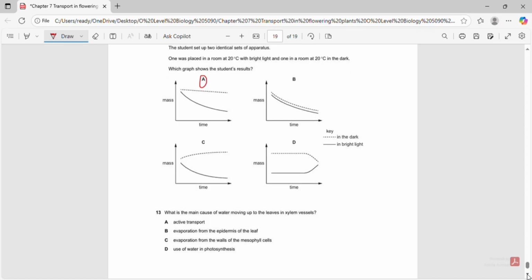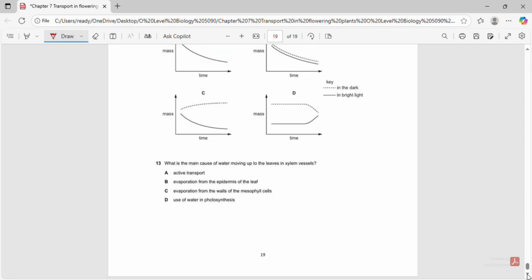Now, moving to question 2, which asks about the main cause of water moving up the xylem. Out of all the options, the correct answer is C. The evaporation of water from mesophyll cell walls lowers the water potential, and this pulls water up the xylem. This evaporation generates a continuous water potential gradient from the roots to the leaves. Cohesion and adhesion of water molecules allow the water column to be pulled upward through the xylem. This is what we call the transpiration stream.